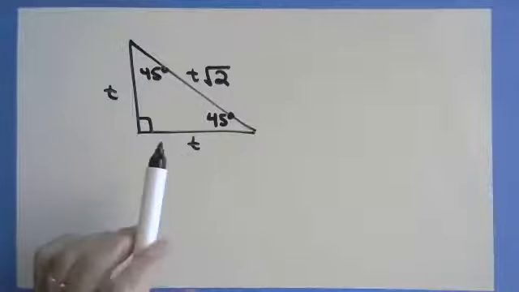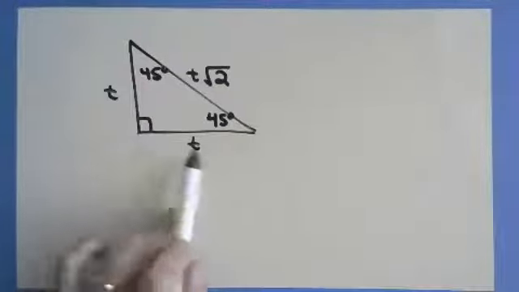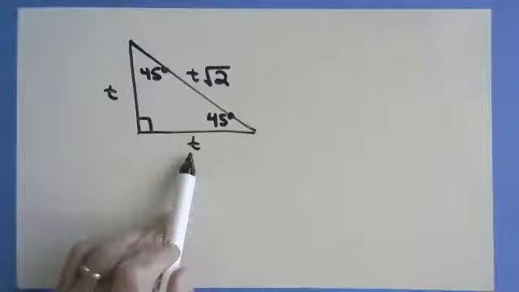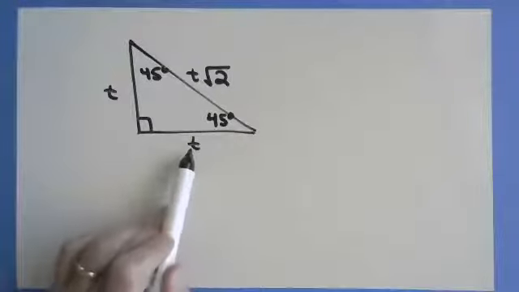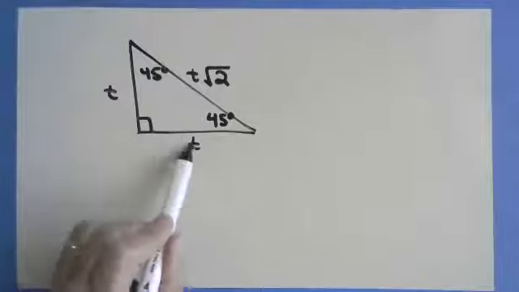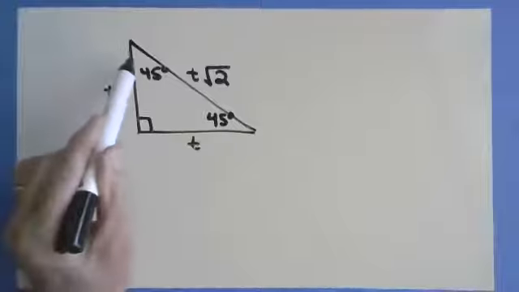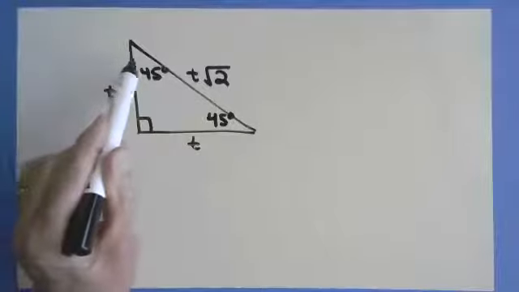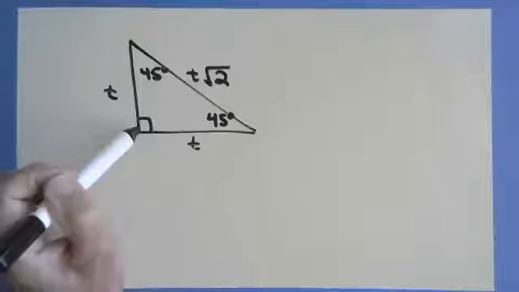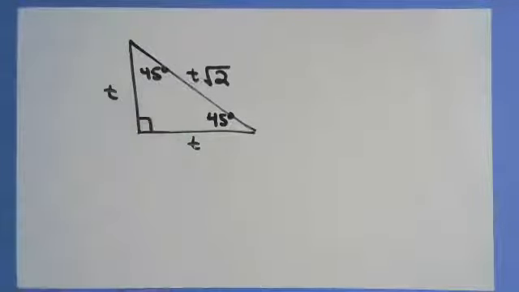Please understand that what that T represents is the length of a leg, and that value can be anything. What's important to recognize is that having an isosceles right triangle means that these sides are equal to each other, and the hypotenuse, which is opposite the right angle, is going to be the length of the side times the square root of 2.